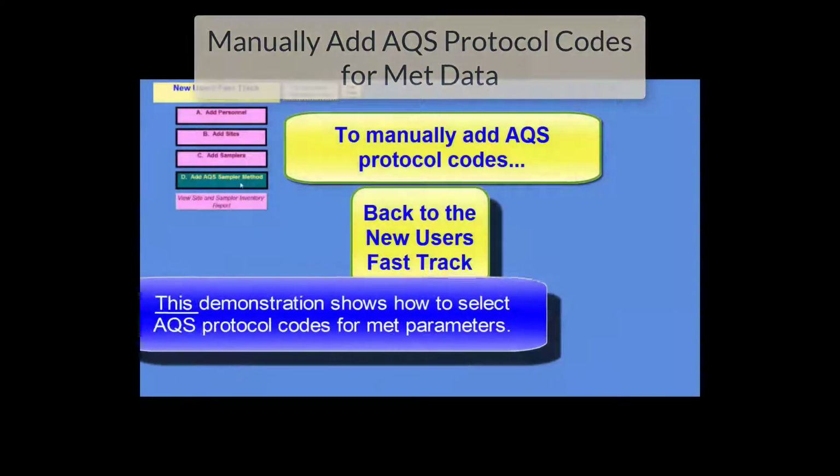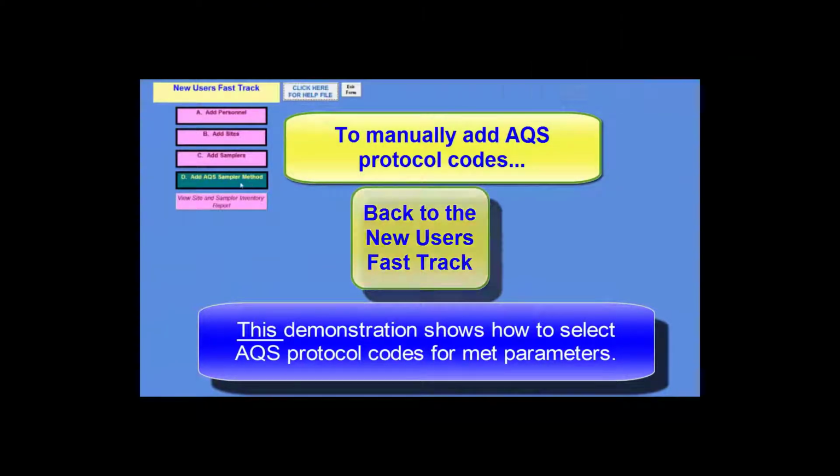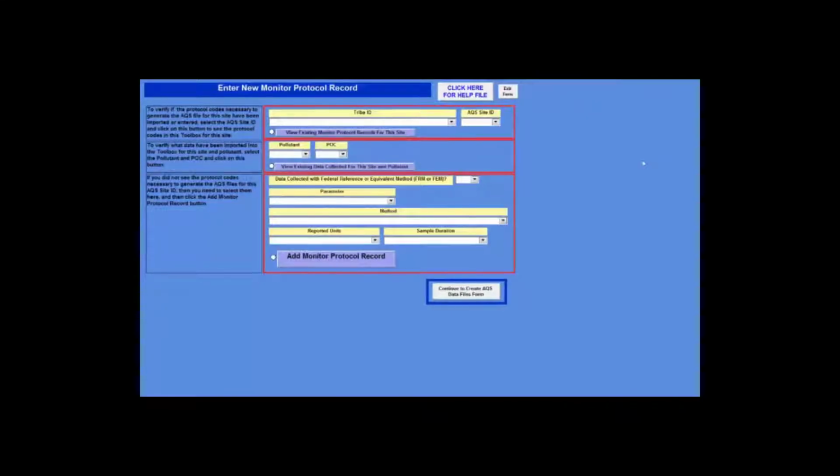So now I'll demonstrate the next one. I need to go back into the Add AQS Sampler Method form. And this time I am going to use the Manually Add and Verify Monitor Protocol Data button, and I'm going to enter my monitor protocol data. And that brings up this form.